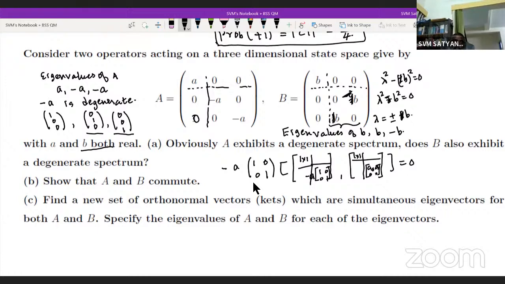Okay, now the important question is this. The matrix is 1 0 0, 0 1 0, 0 0 1. Showing that A and B commute is something we can understand. Now we know the eigenvectors of A: 1 0 0, 0 1 0, 0 0 1. Now are they also eigenvectors of B?